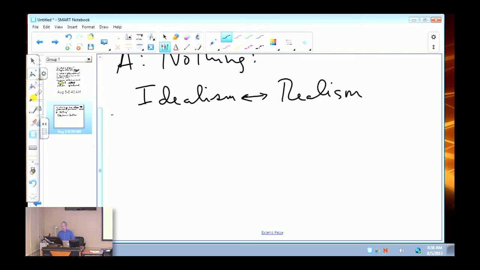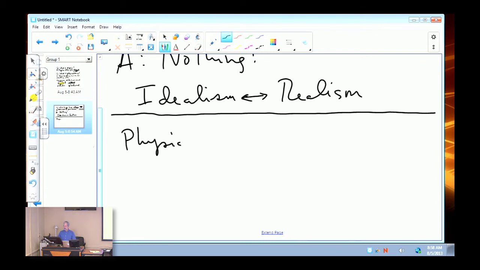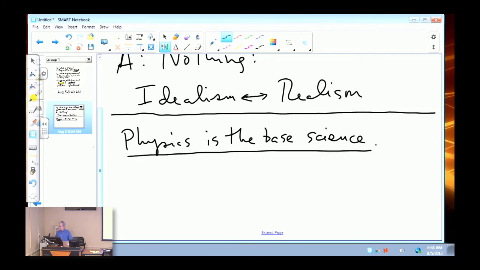So, for these reasons, because everything you know comes through the physical, that means then that physics is the base science, and in fact is the basis of all our knowledge, period. Not just knowledge of science, not just knowledge of the physical world, but knowledge, period. Physics is the base science.